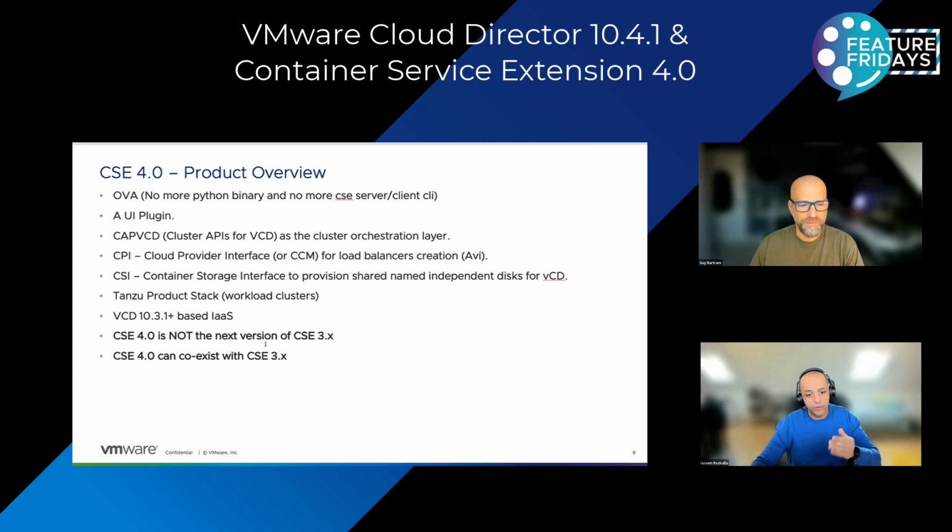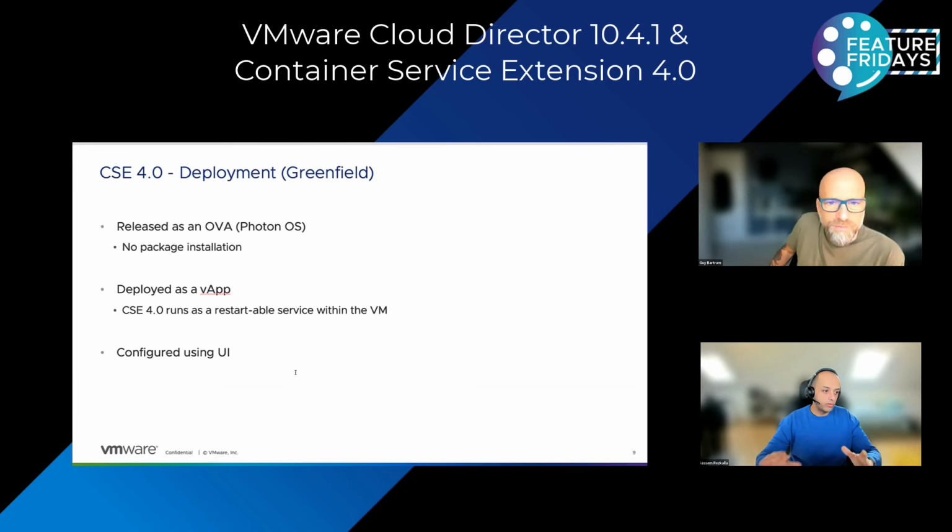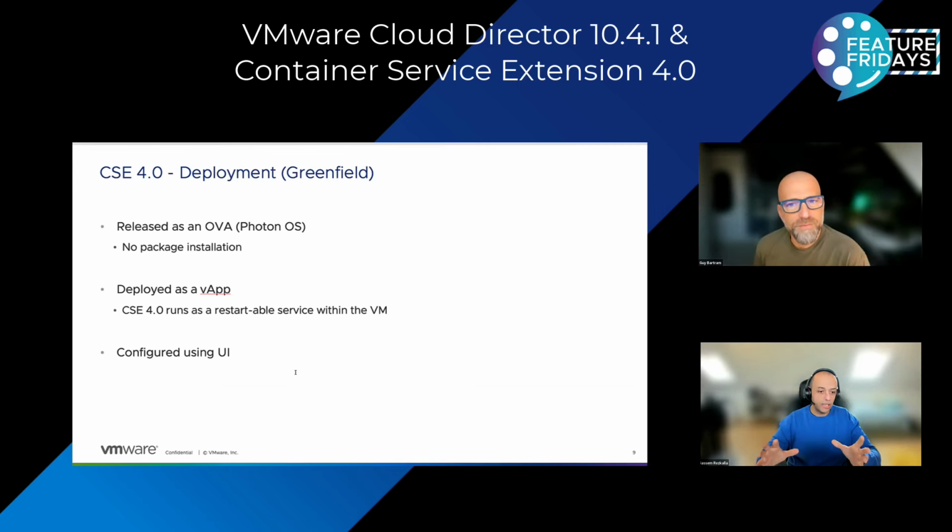So it's OVA based, Photon S. You don't need to do any package installments, or any special CLI commands. You just roll out the OVA as a vApp, and that's it. Then you have to install a Kubernetes cluster plugin on your Cloud Director portal, which you can also download from the same page as the CSE OVA, from VMware Customer Connect. You just need to upload this plugin in your provider portal.